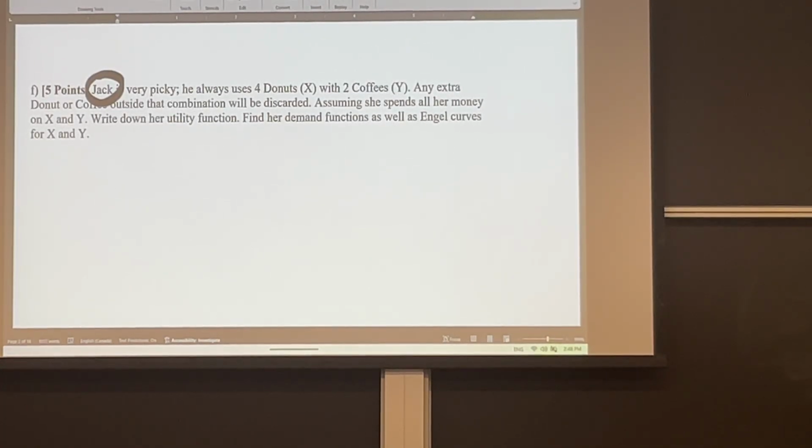Jack is very picky. Very picky means perfect complements. So that's known already, that's perfect complements, so the utility should look like this.